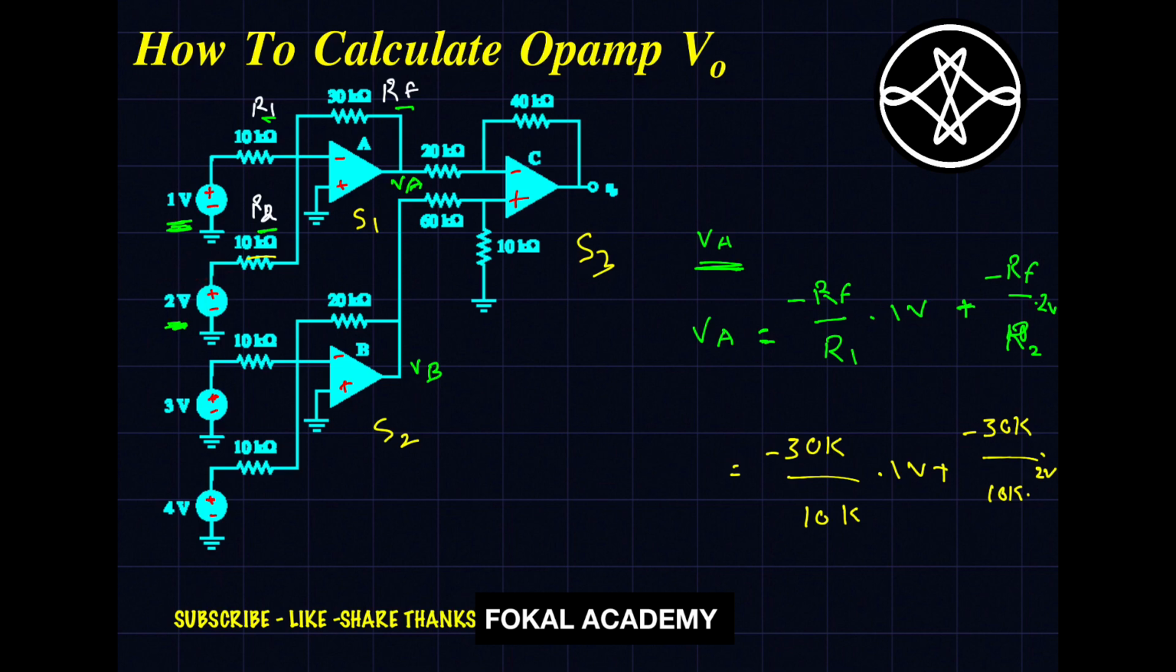Now by simplifying this we get minus 9 volts. So VA equal to minus 9 volts. Next we are going to find VB.